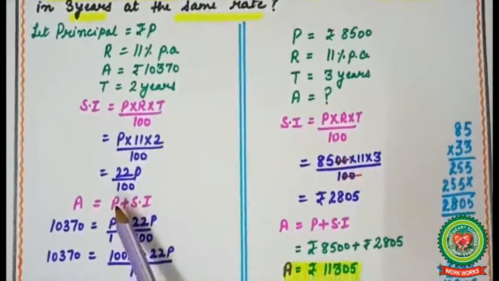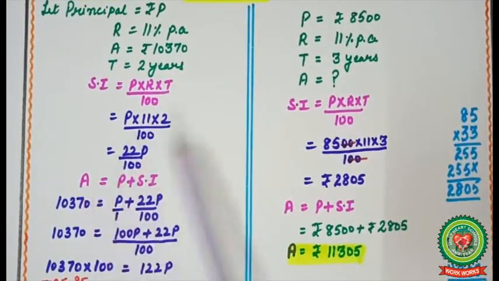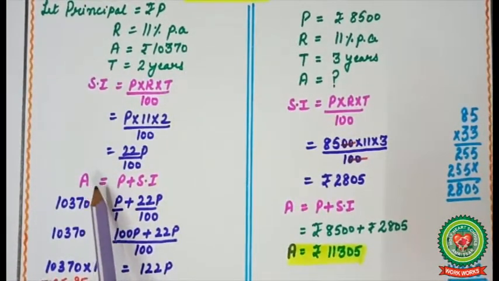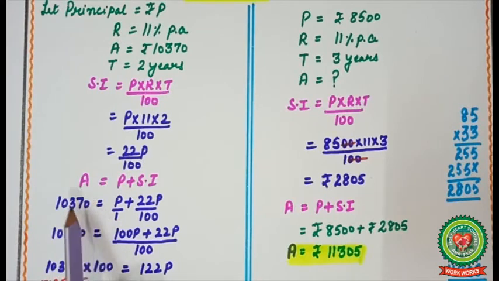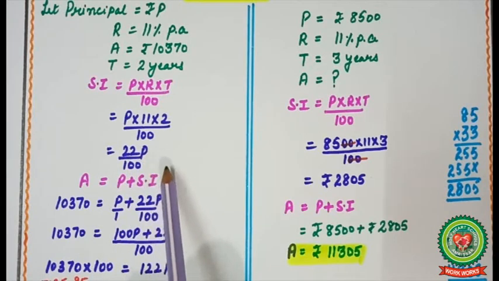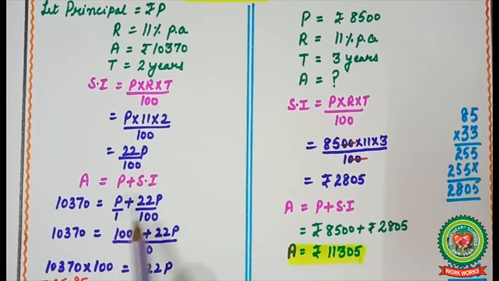Now we can apply the formula for amount, because amount we already have. So we will put the value of amount here, and the formula is P plus SI. P means P, plus SI means 22 P upon 100. Again, we will take the LCM of 1 and 100 here. 100 comes on 100, and 100 into P will be 100 P. Plus, on 100, 100 comes on 1 into 22 P, that will be 22 P. So when you add, you will get here 122 P upon 100.